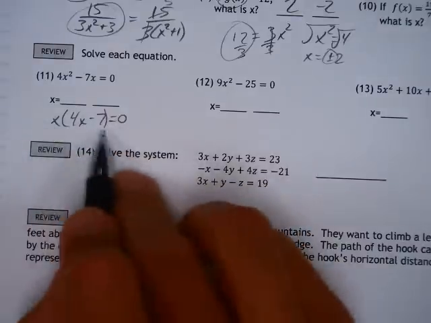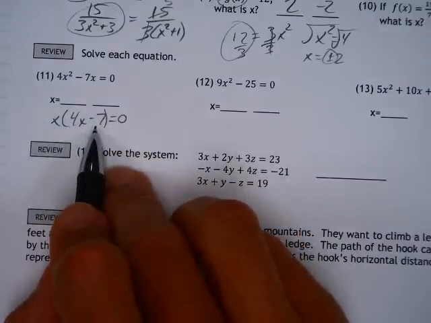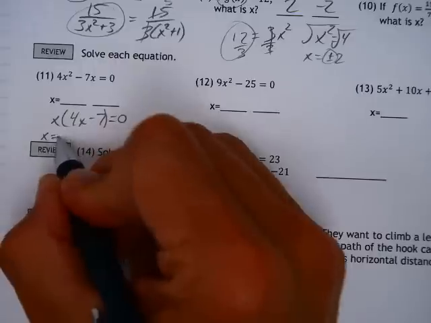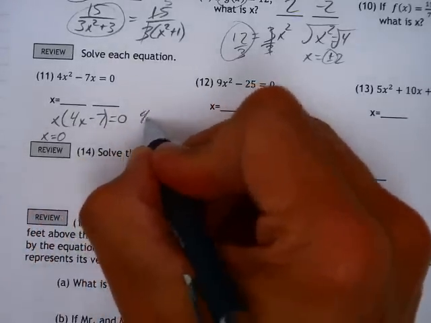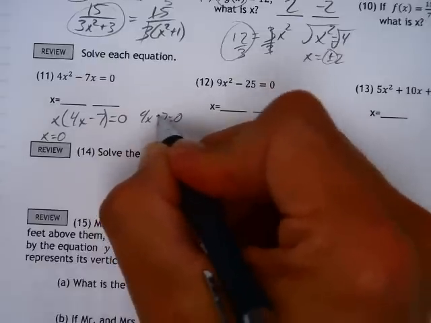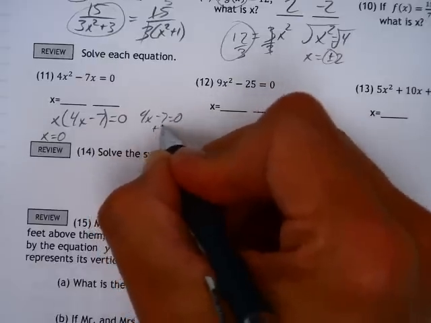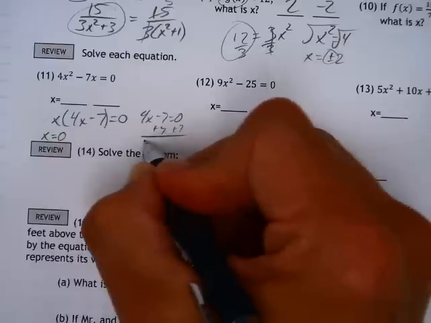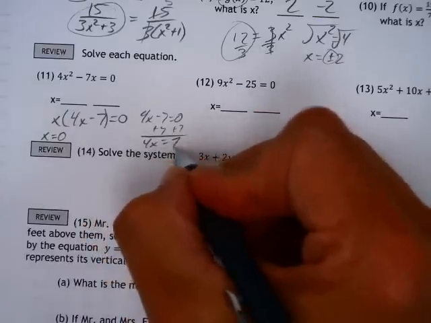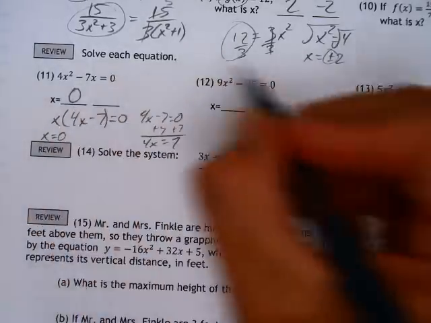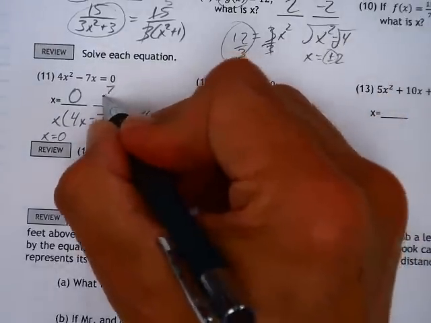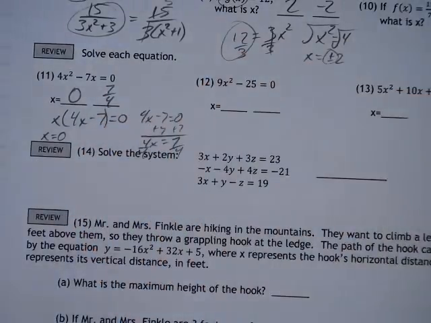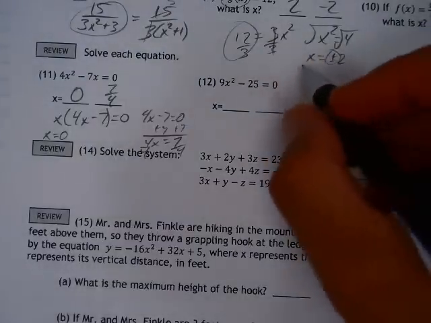You have two different solutions. Set them both equal to 0. Okay, x equals 0. And 4x minus 7 equals 0. That means you're going to add 7 to both sides, and then you've got to divide by 4. So one of your solutions is 0. The other one is whatever you get when you divide by 4. Leave it as 7 over 4. You don't have to do anything fancy with that.